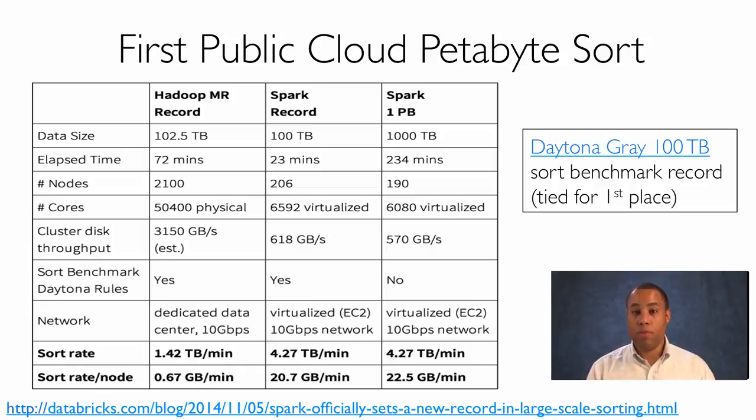Here are results from the Daytona Gray 100 terabyte sort benchmark. Spark set the record for the sort benchmark in fall of 2014 by reducing the time it took to perform that benchmark from Hadoop, which held the record previously at 72 minutes, down to 23 minutes. There's no actual benchmark for it, but Spark demonstrated the sort of 1 petabyte, that's 1,000 terabytes worth of data, that took only 234 minutes running on 190 Amazon EC2 instances.